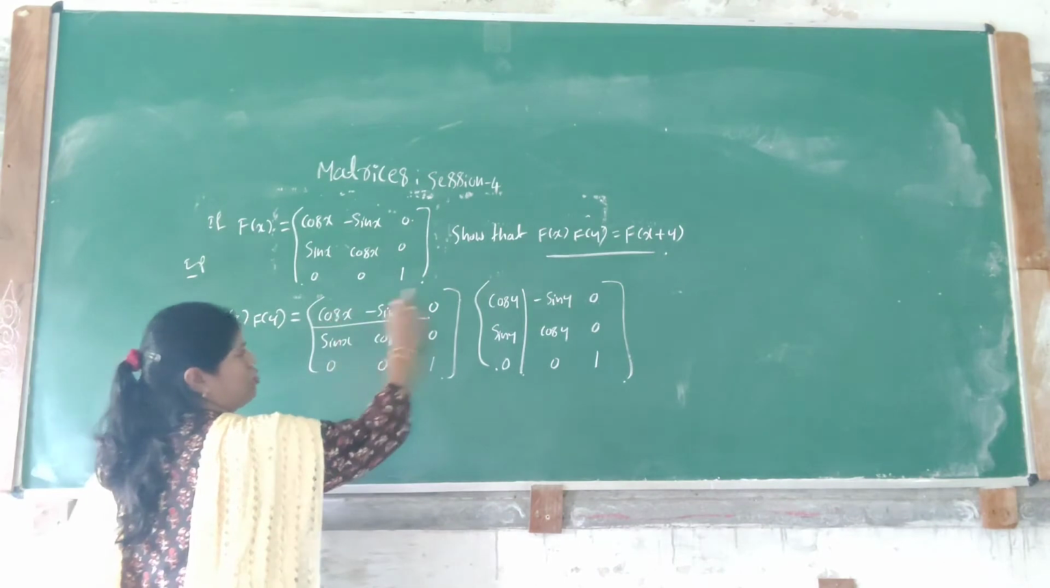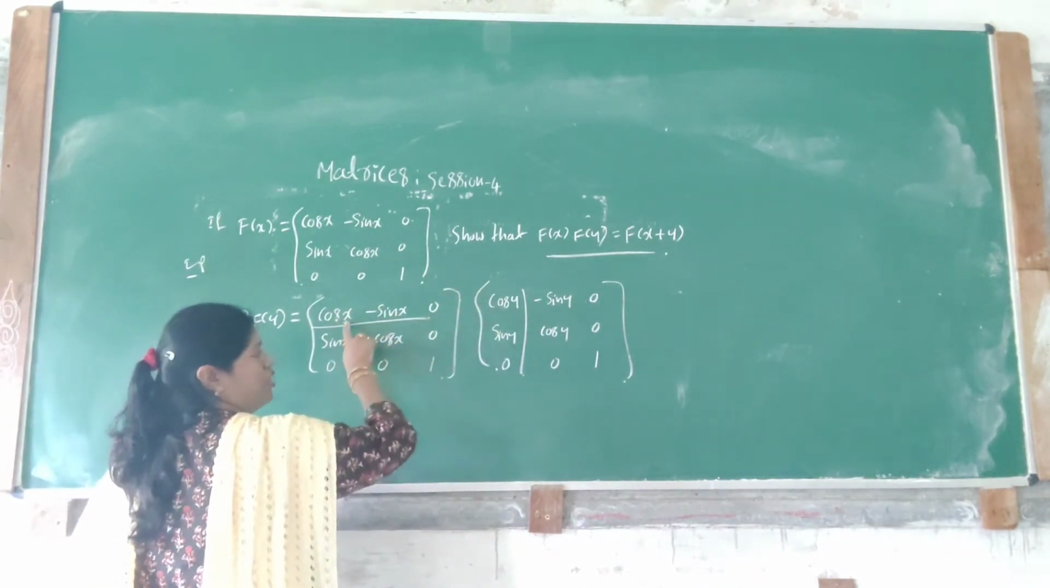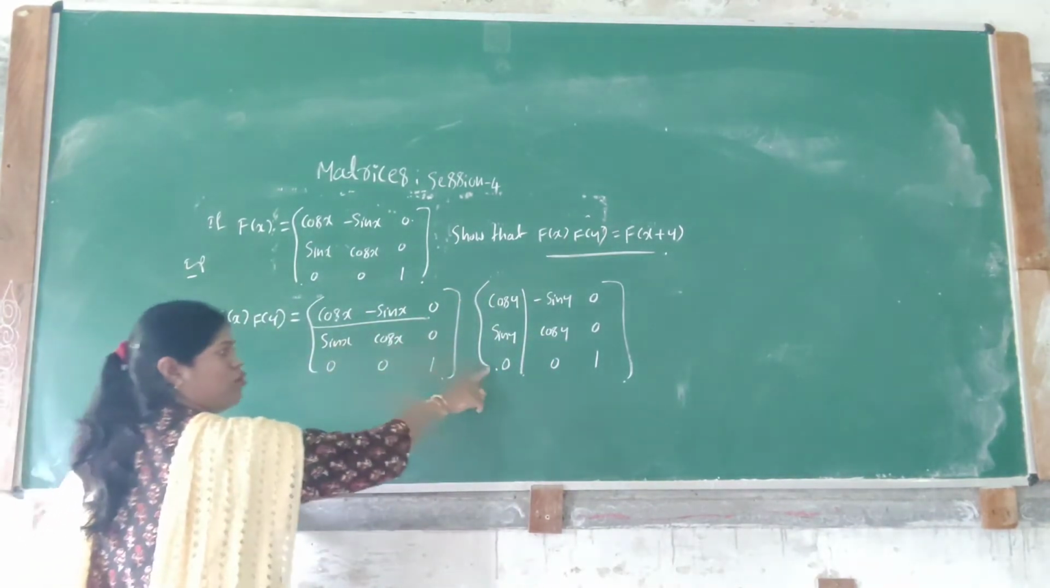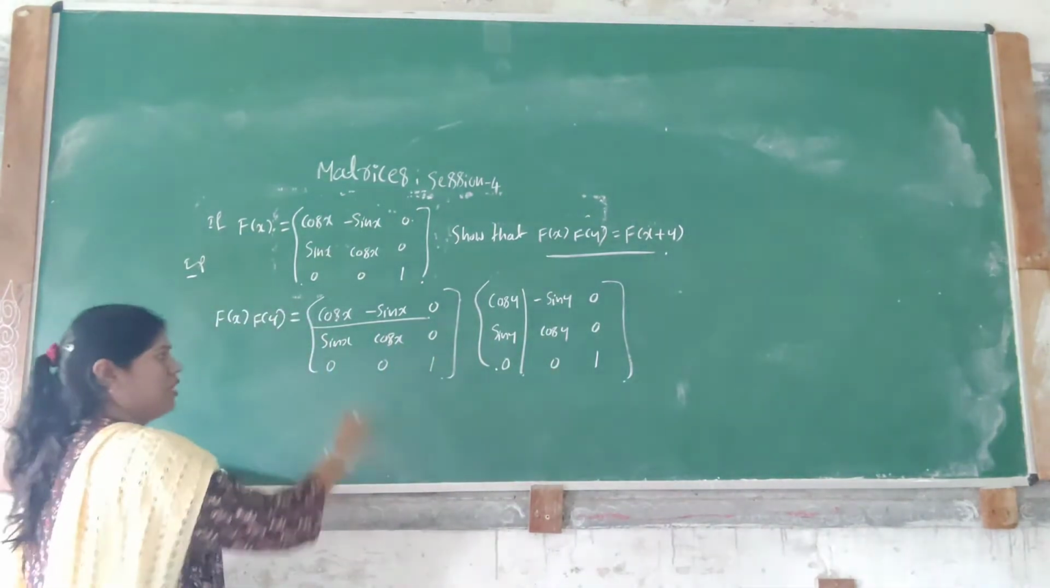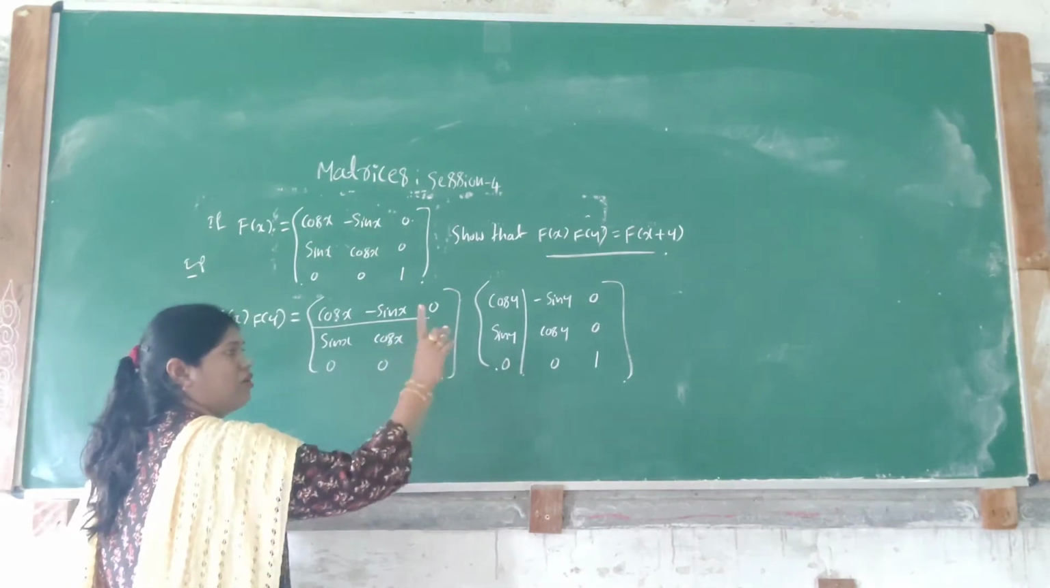We have to multiply the corresponding elements. First row, first column; first row, second column; first row, third column. Similarly, second row, first column; second row, second column; second row, third column. Third row, first column; third row, second column; third row, third column.